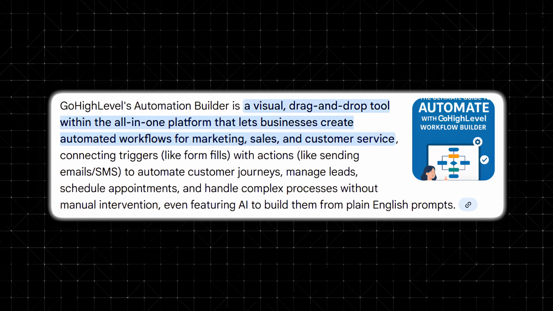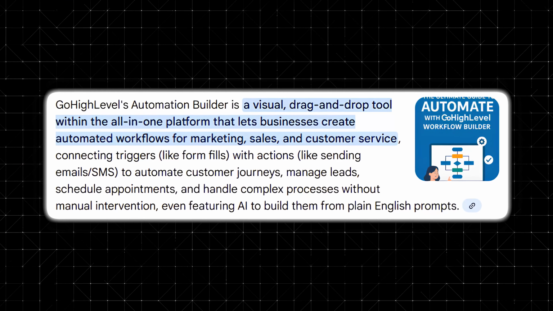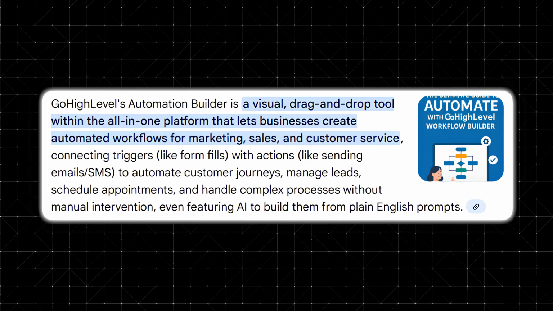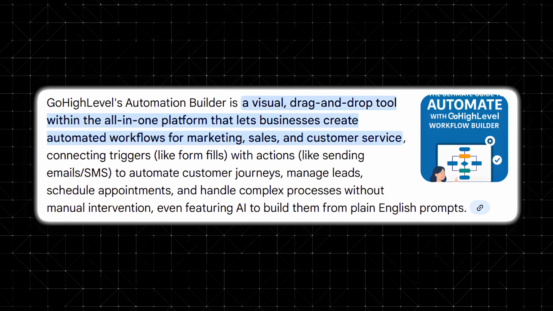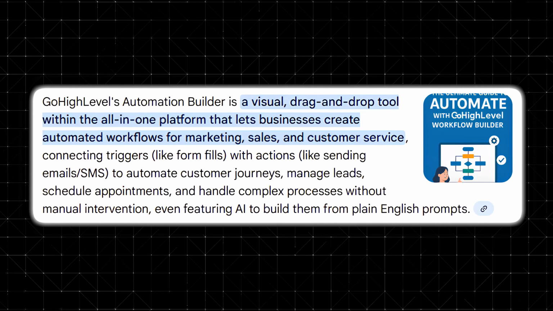What makes GoHighLevel so powerful is the automation builder. It lets you create automated actions that trigger when someone fills out a form or books a call or even makes a purchase. You can send text reminders, follow-up emails, or even create full nurture sequences. And the best part is you don't need to write a single line of code. It really is pretty easy to navigate.